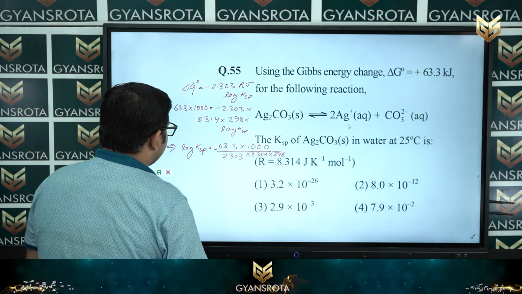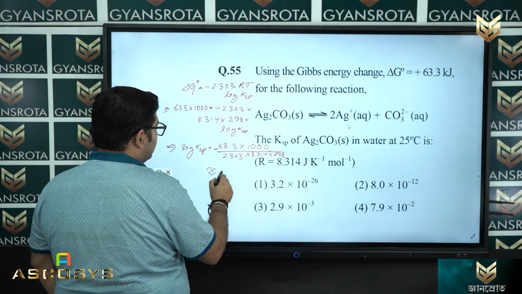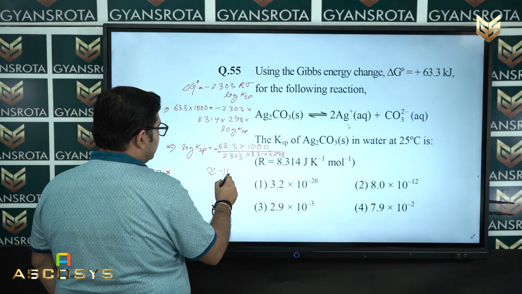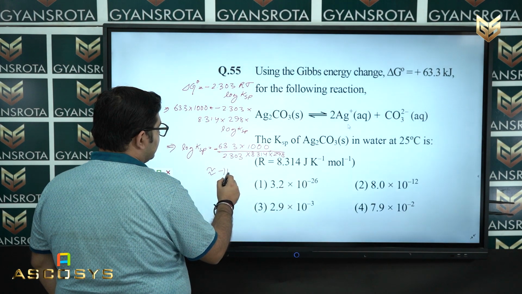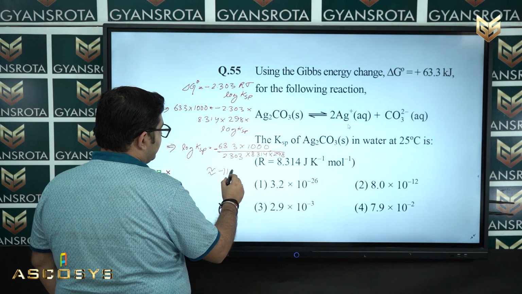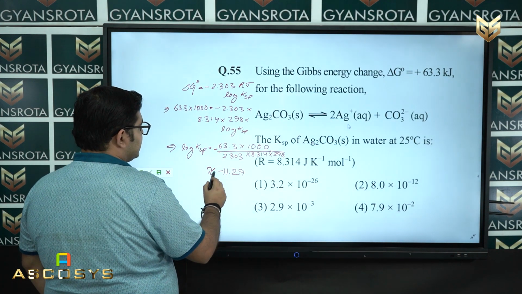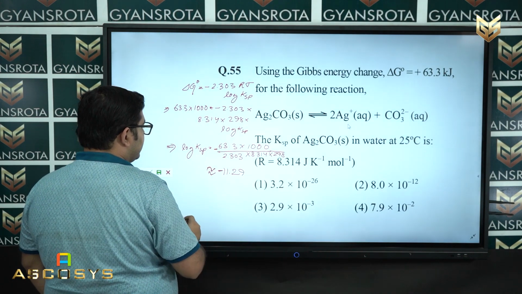Now if you solve this one, your value will come to nearly minus 11.29. Okay, it is an approximate value. So just do the calculation, whatever it comes to.